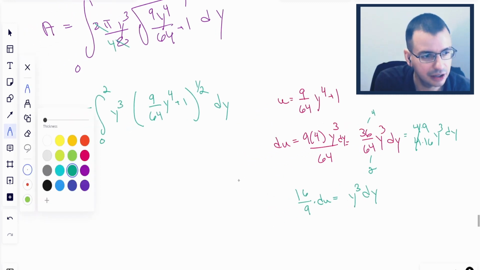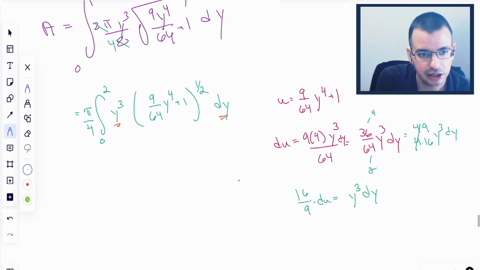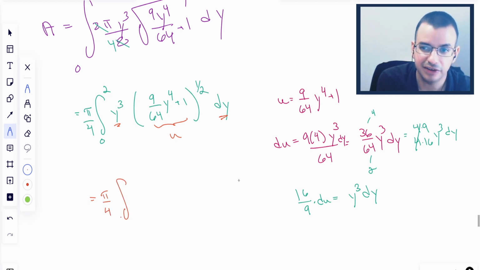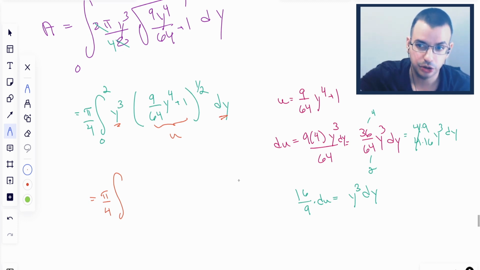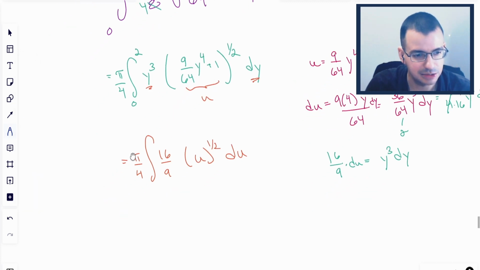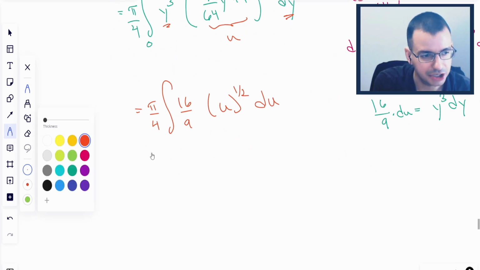And we have a y cubed dy here. We have a u here, so we're now going to rewrite this. Pi over 4 integral. I'm going to leave off the limits of integration because I don't want to convert to y to u. Not important. We'll go back to y in the end. So we have y cubed is 16 over 9 u to the 1/2 du. All right, that seems suspiciously possible.